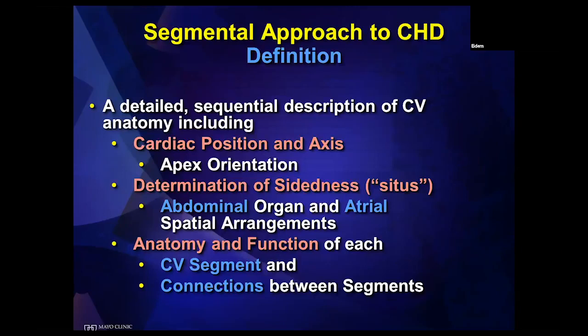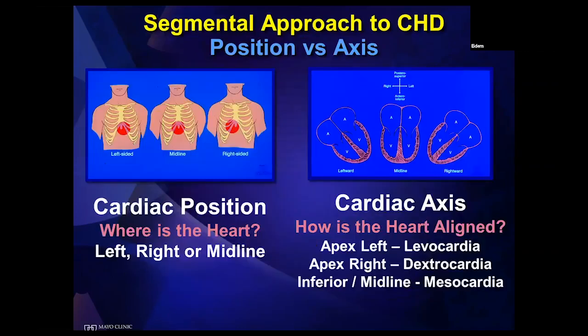We define this as a segmental approach to congenital heart disease, which is really a detailed sequential description of cardiovascular anatomy, including cardiac position and axis, including the apex orientation, the determination of sidedness or situs, including the abdominal viscera, as well as the atrial spatial arrangements. Then we look at anatomy and function of each cardiovascular segment and the connections between those segments. We'll begin looking at position and cardiac axis.